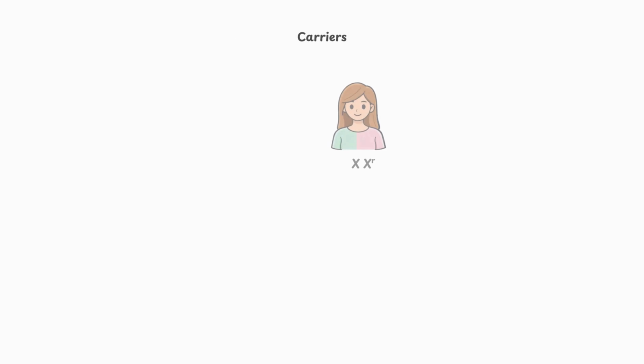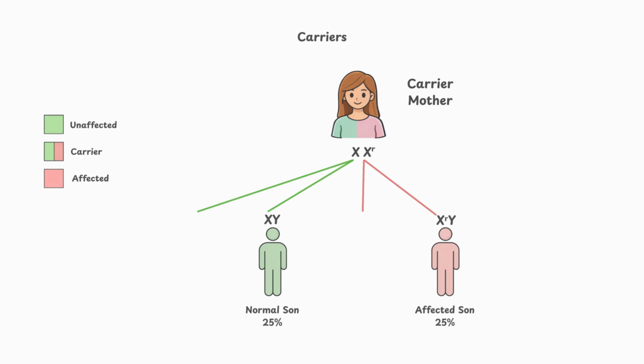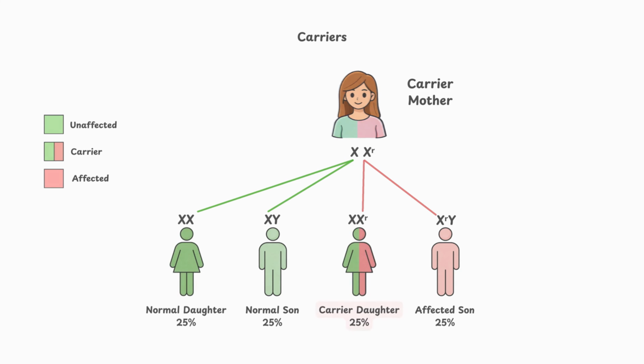A female with one recessive allele is called a carrier. This means she carries the disorder-causing allele. Each child has a 50% chance of inheriting that allele from her. If a son inherits it, he is more likely to be affected, because he has no second healthy copy to mask the condition. If a daughter inherits it, she may also become a carrier.